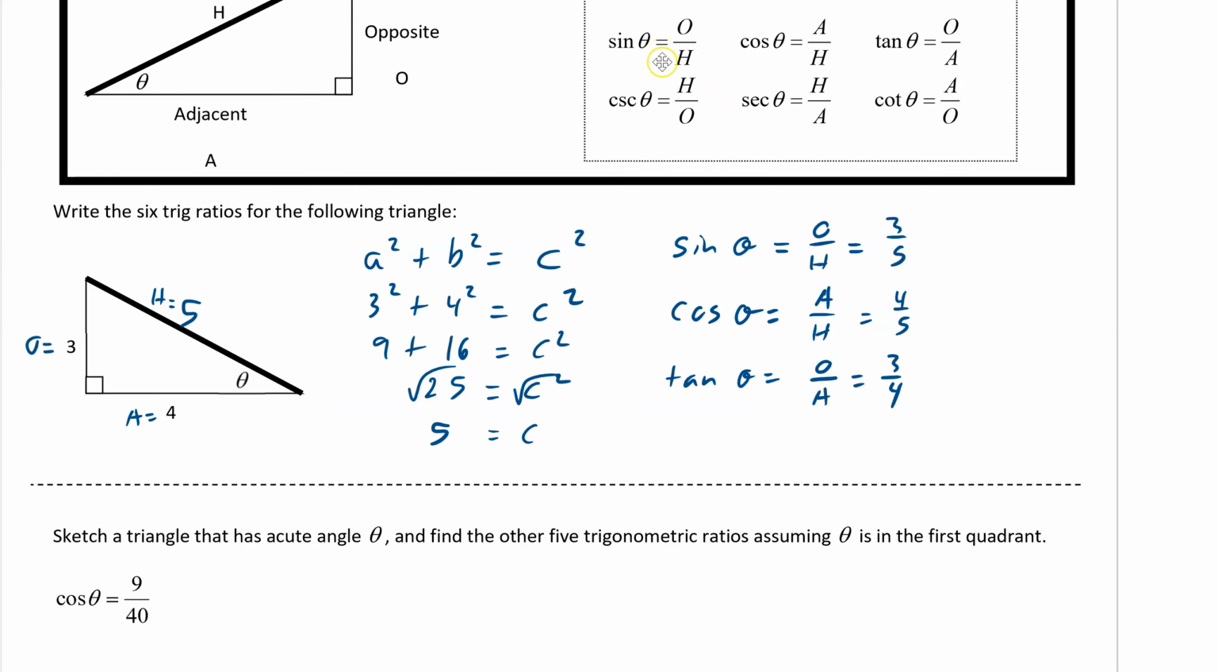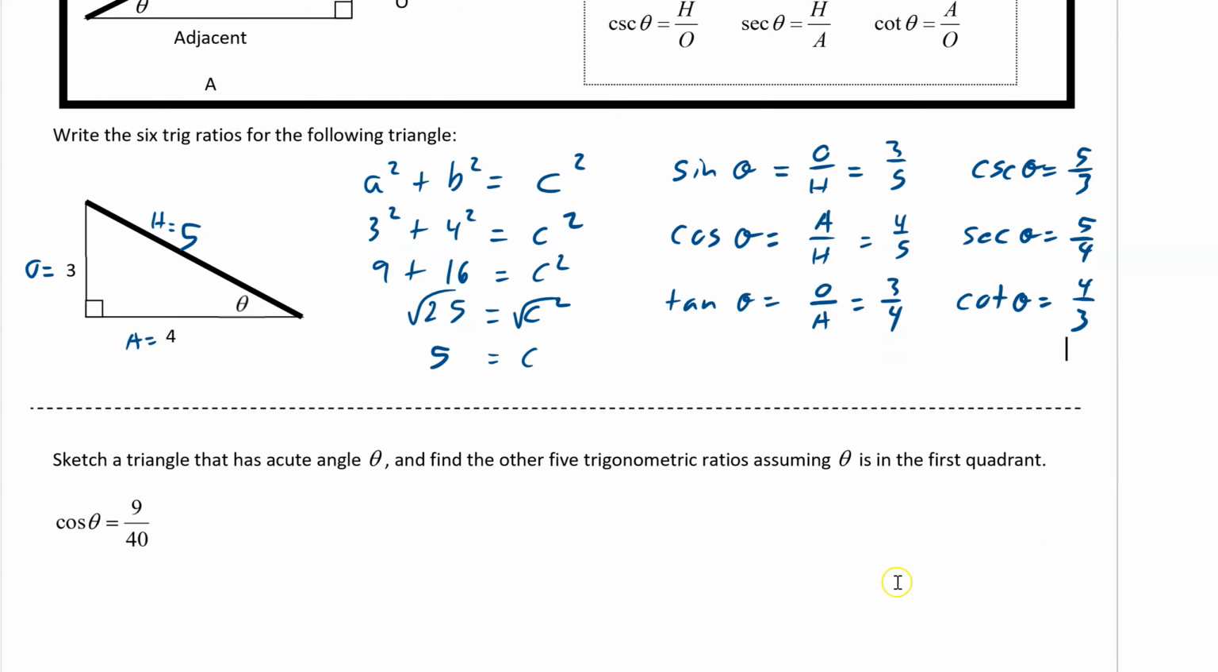And then each of our reciprocal identities. So cosecant is the reciprocal of sine. You just flip them. Secant's the reciprocal of cosine. So we flip them. And cotangent's the reciprocal of tangent. So they flip. So now we write cosecant theta, and that would be 5/3. Secant theta, and that would be 5/4. So all I'm doing is flipping their reciprocal identity. So cotangent theta is 4/3. And there you go. That is all 6. So we use the Pythagorean theorem to find the missing side, and then go for it.